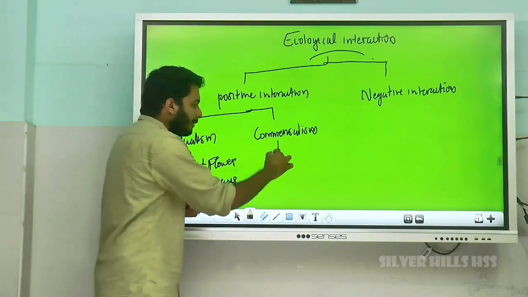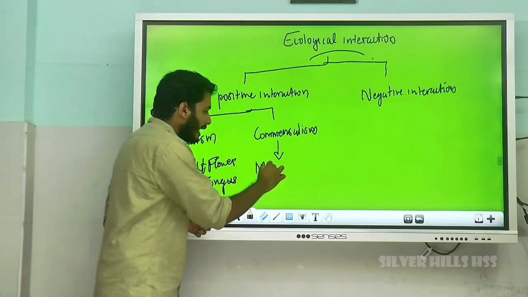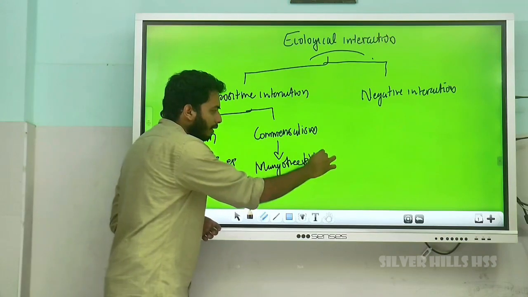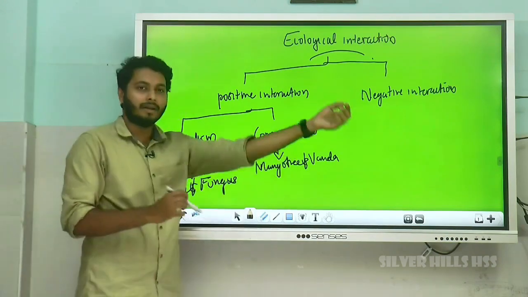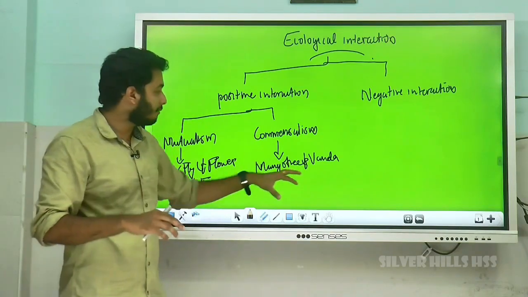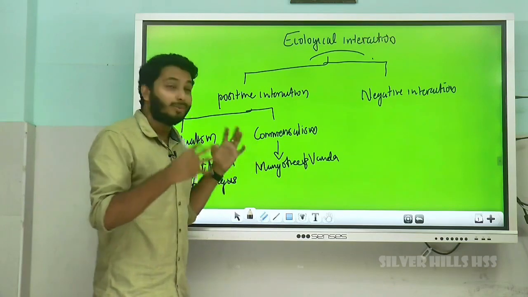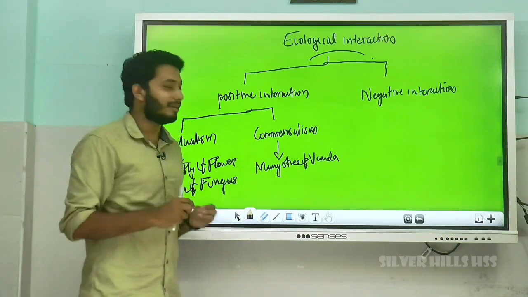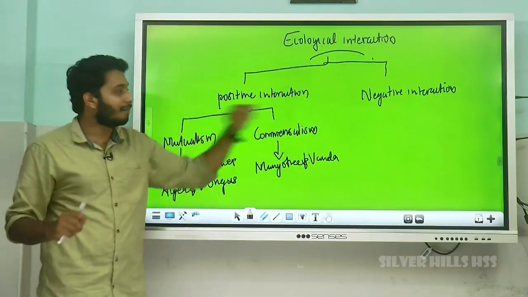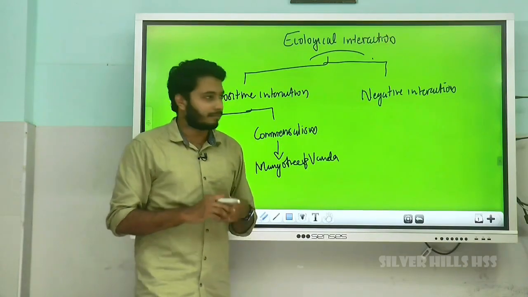The example of commensalism is the relationship between mango tree and vanda. Here the vanda grows on the top of the mango tree only for support. The vanda will not harm the mango tree. At the same time, the mango tree provides a dwelling space for the vanda. Here the vanda is benefited. At the same time, the mango tree is not harmed. So that's commensalism. Now let's talk about the negative interaction.